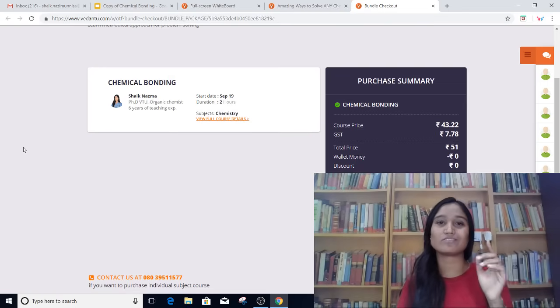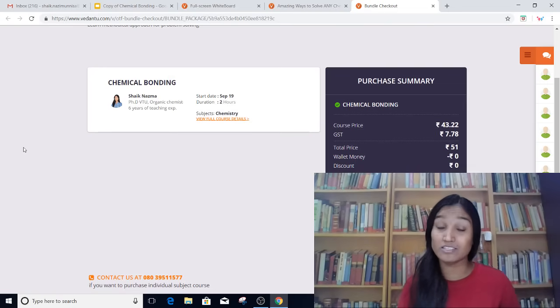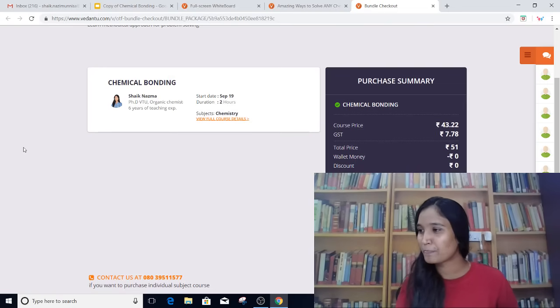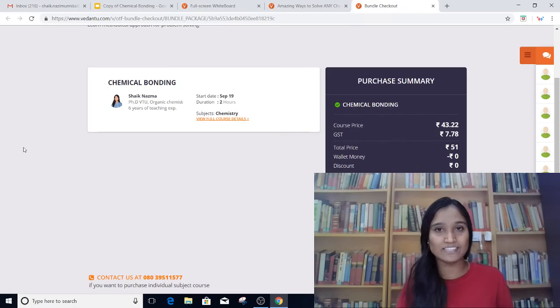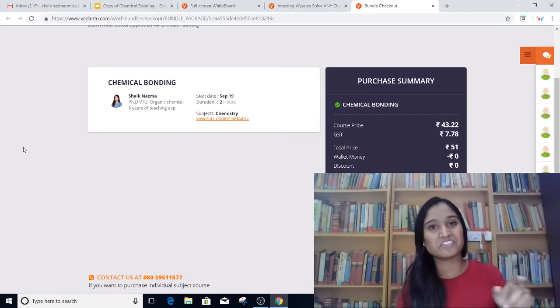NCERT is a holy book. I appreciate that statement. Yes, it is. OP Tandon is also pretty good, but I refer to OP Tandon for inorganic chemistry, not for organic and physical. Inorganic chemistry is fine with OP Tandon, but for organic and physical, when I was referring to it, I found some errors in the questions. So if you're okay with the errors, then go ahead with it.